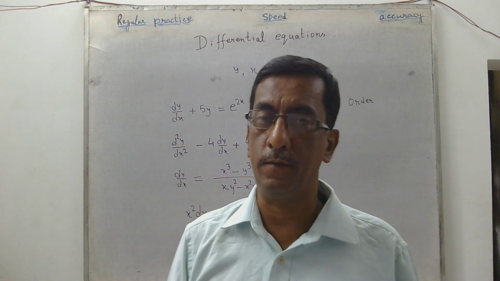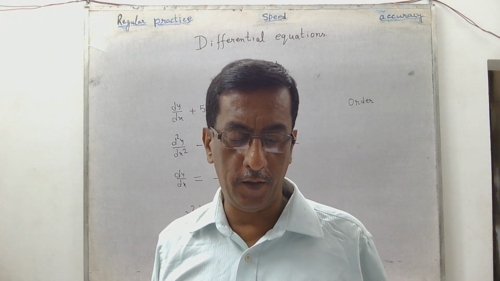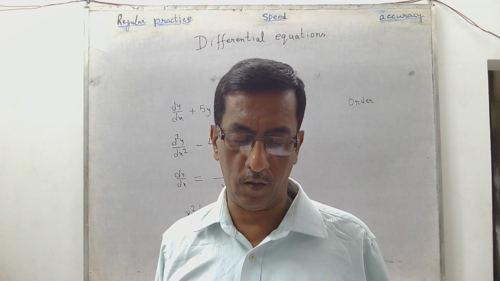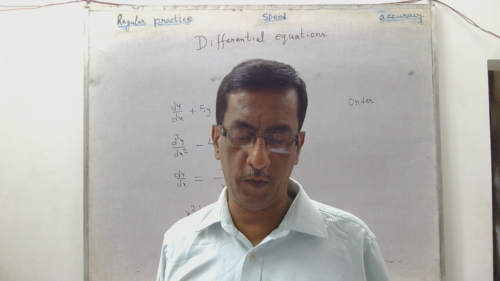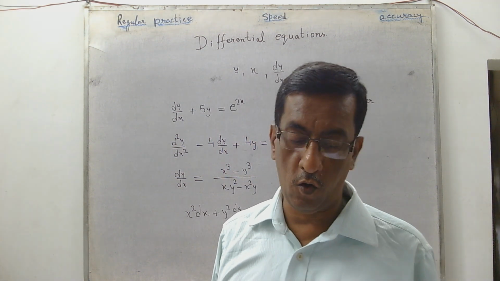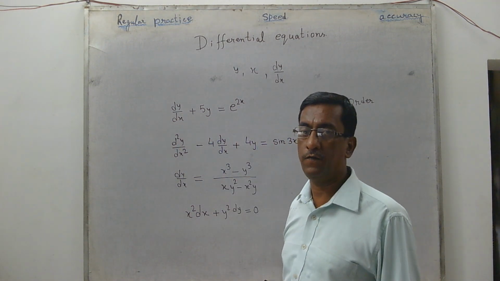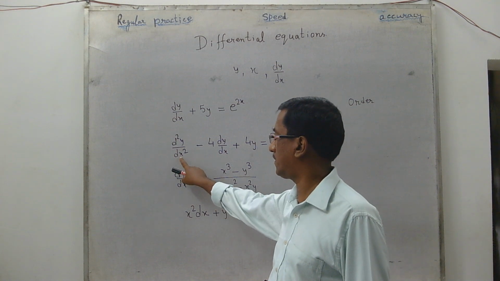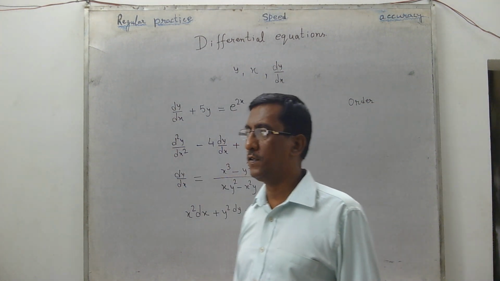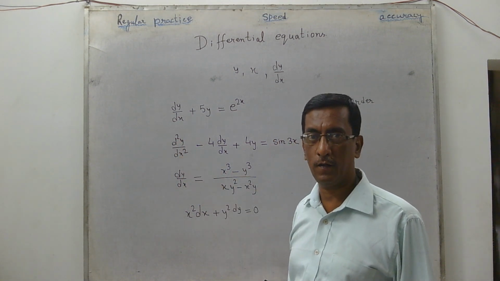Order मतलब क्या है? The order of the highest order derivative occurring in a differential equation is called the order of the differential equation. Highest order derivative. This is first order. This is second order. Similarly, we can write d cube y dx cube, third order, and so on.